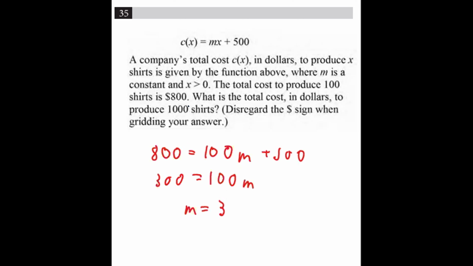And then what is the cost to produce 1,000 shirts? So 1,000 times 3 is 3,000 plus 500, which is 3,500. So the correct answer is 3,500.